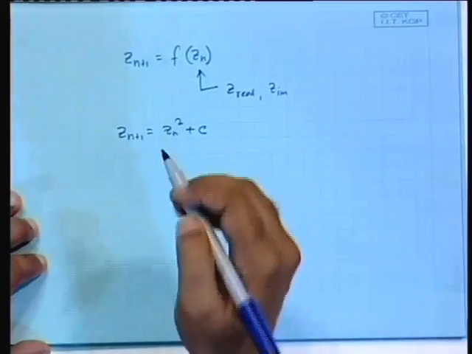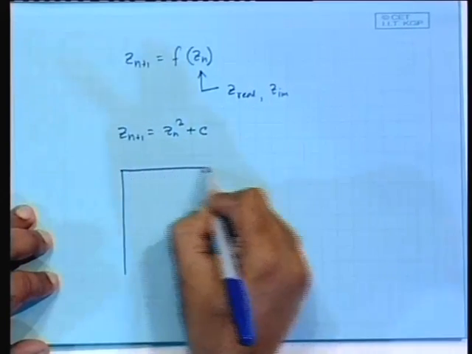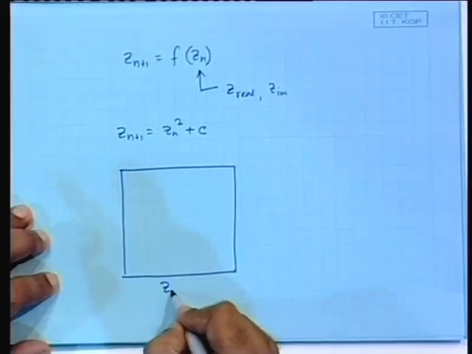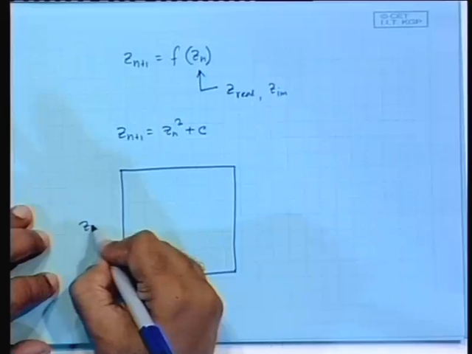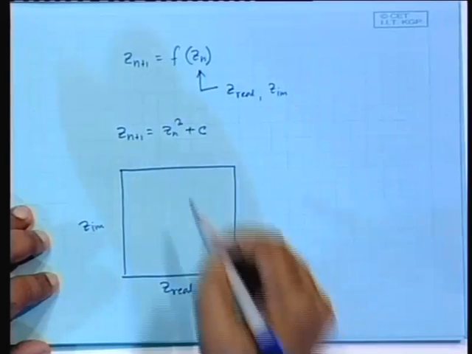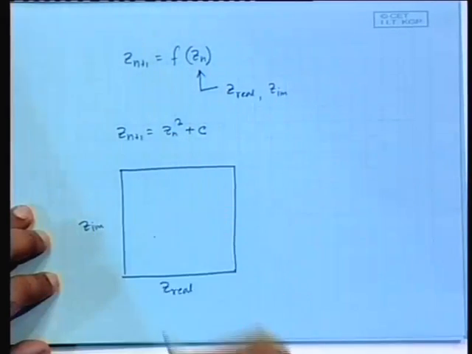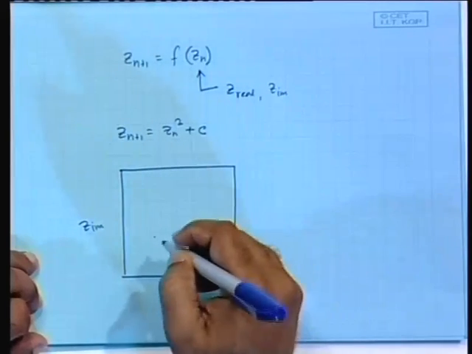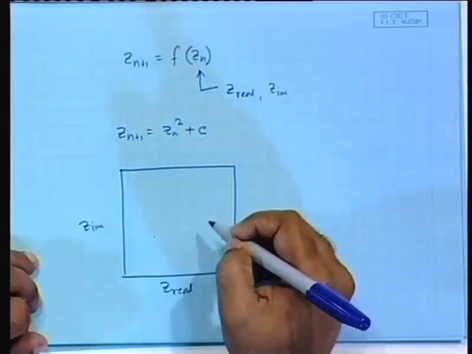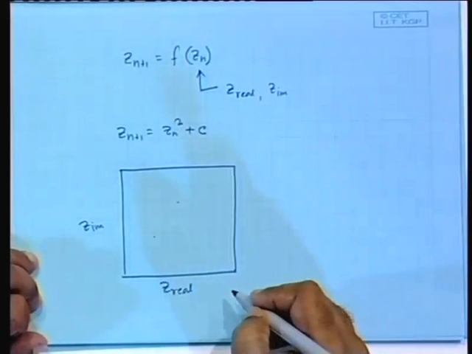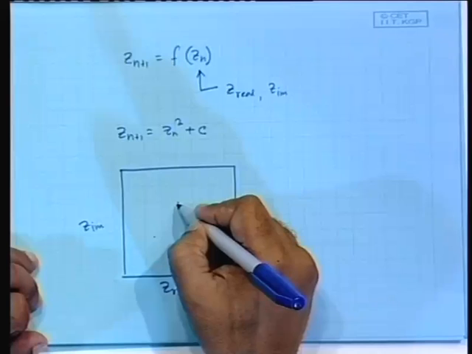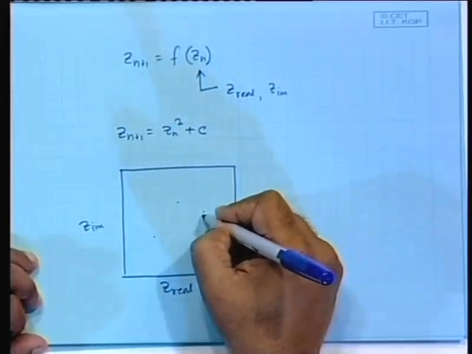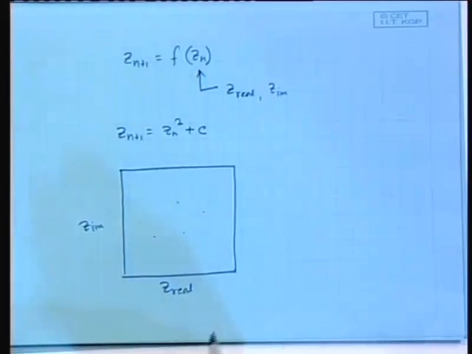So you might say that now I have the complex plane here, where this is Z real and this is Z imaginary, and the starting point Zn is here. Then if you know the value of C, by computing this, you can obtain the Zn plus 1. If you know Zn plus 1 and C, you can compute Zn plus 2. Zn plus 2 gives Zn plus 3, and so on and so forth. You have got a dynamical system.